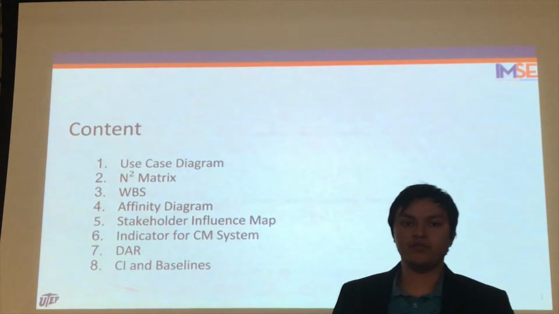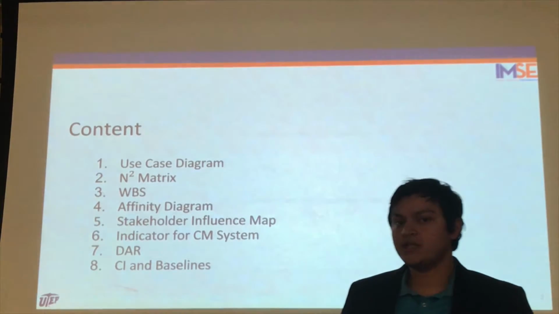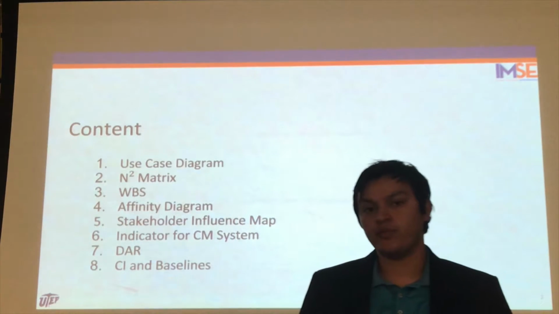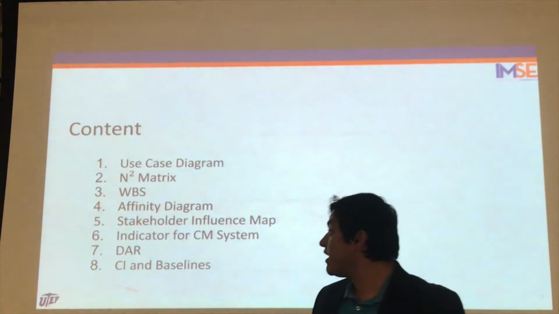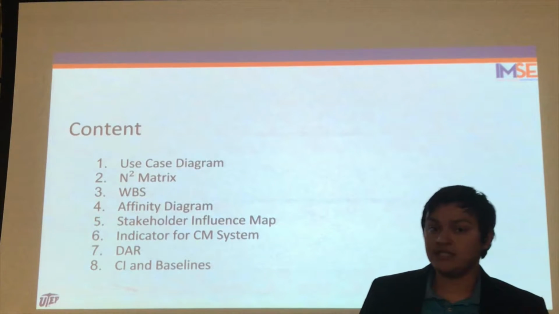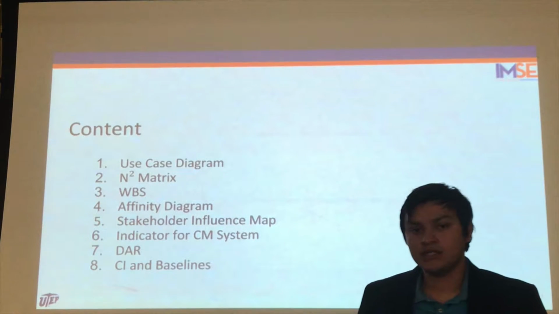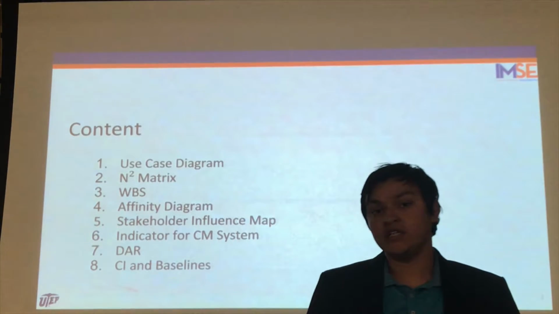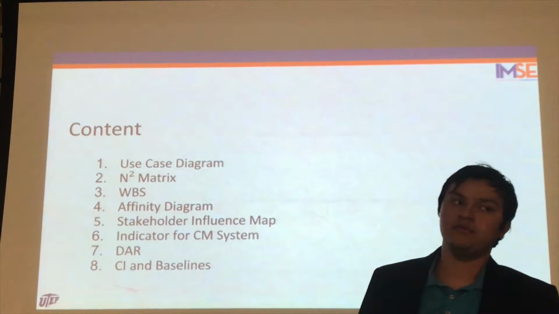The following content will be addressed in our presentation. The use case diagram, the N-square matrix, the WBS, also known as the work breakdown structure, the affinity diagram, the stakeholder influence map, the indicator for CM systems, the DAR, also known as the decision and risk analysis, and finally, our configuration item and baselines template.